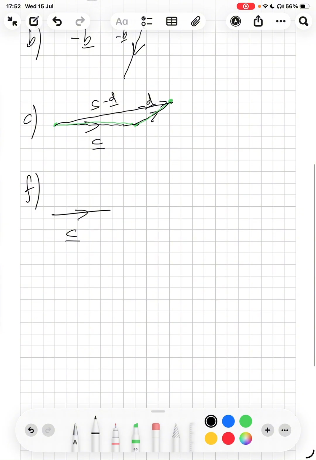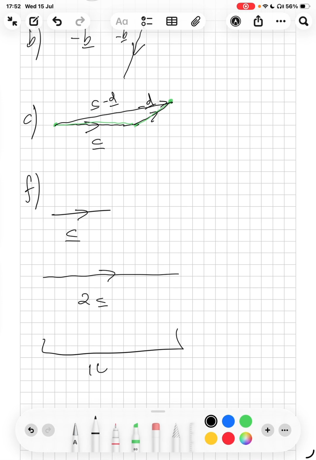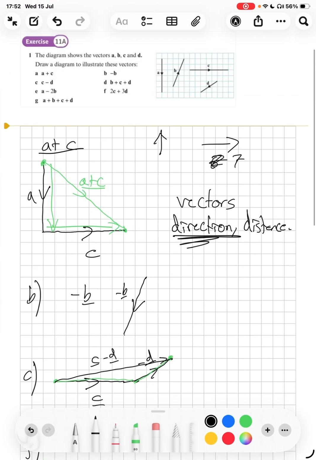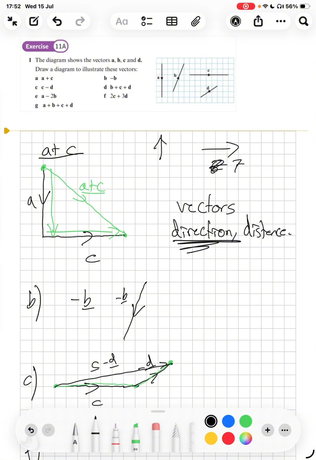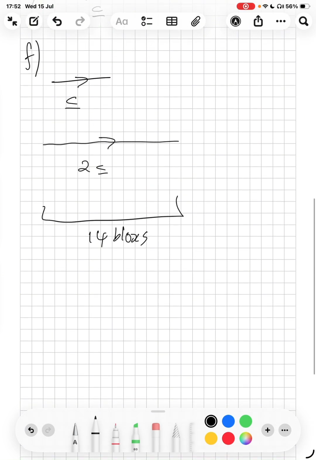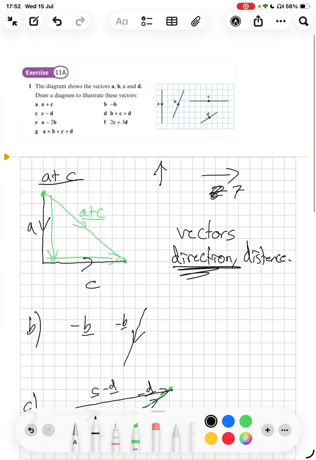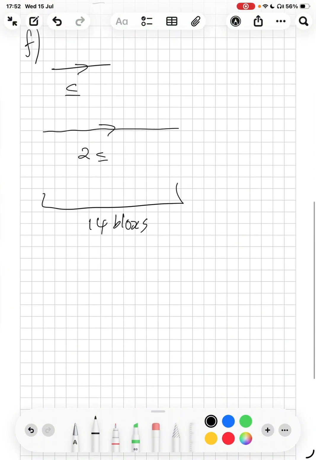So 2C is now going across 14. Hopefully you can see now why I've done it like this, having this going across 14 blocks. So we're going across 14 blocks and then plus 3D. Now we're going to go back on ourselves, 3 lots of D. D usually is back 3. Because we're doing 3 lots of that, we're going to go back 9 actually.